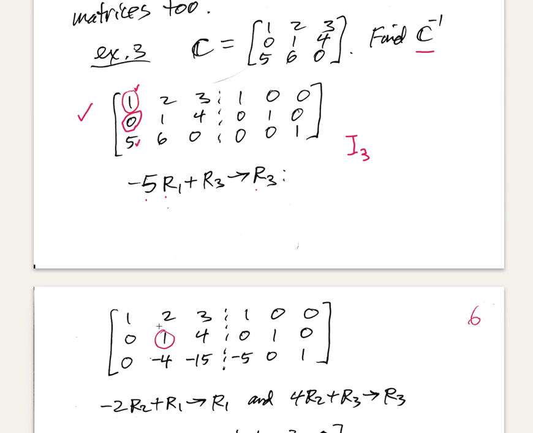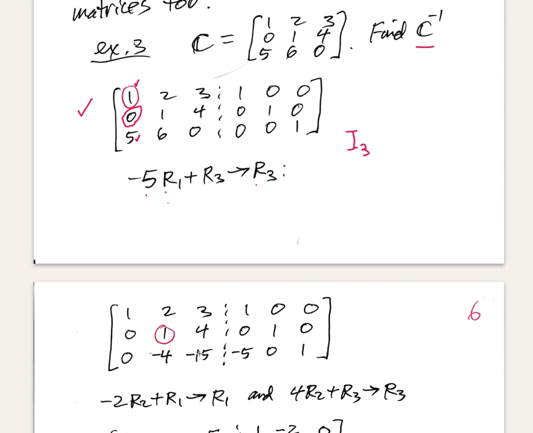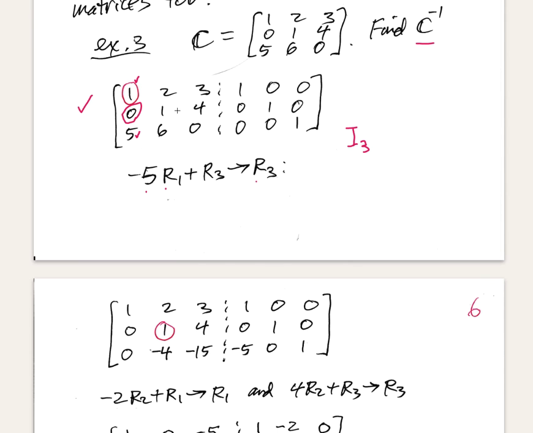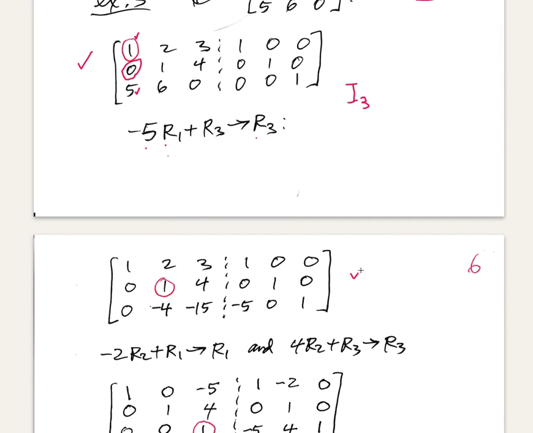2, 3, 1, 0, 0. The second row didn't change either, so I've got 0, 1, 4, 0, 1, 0. The third row did change, so I've got negative 10 and 6 gives me negative 4. Negative 15 and 0 gives me negative 15. Negative 5 times 1 is negative 5 added to 0, and then the 0 and 1 carry through. So there's the next step here.